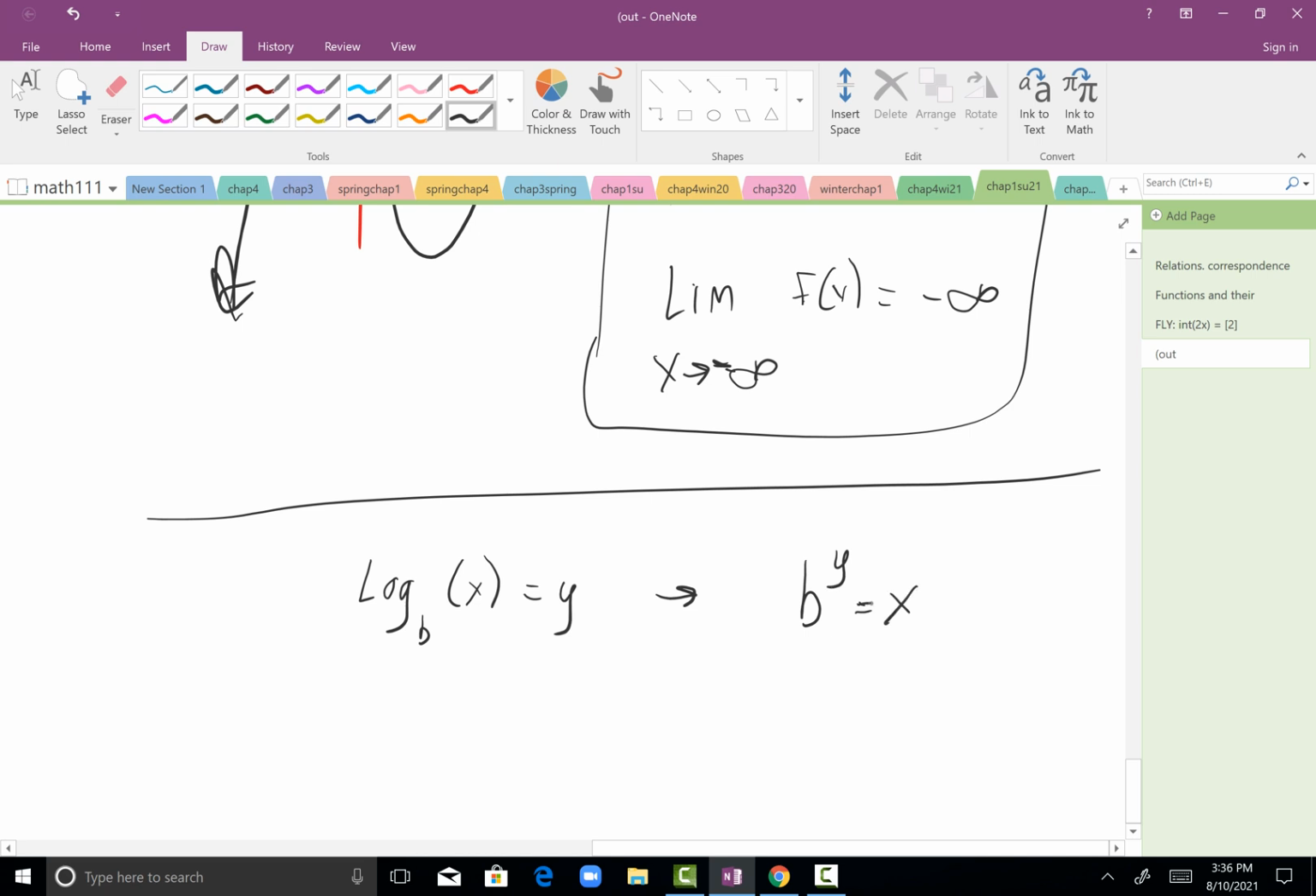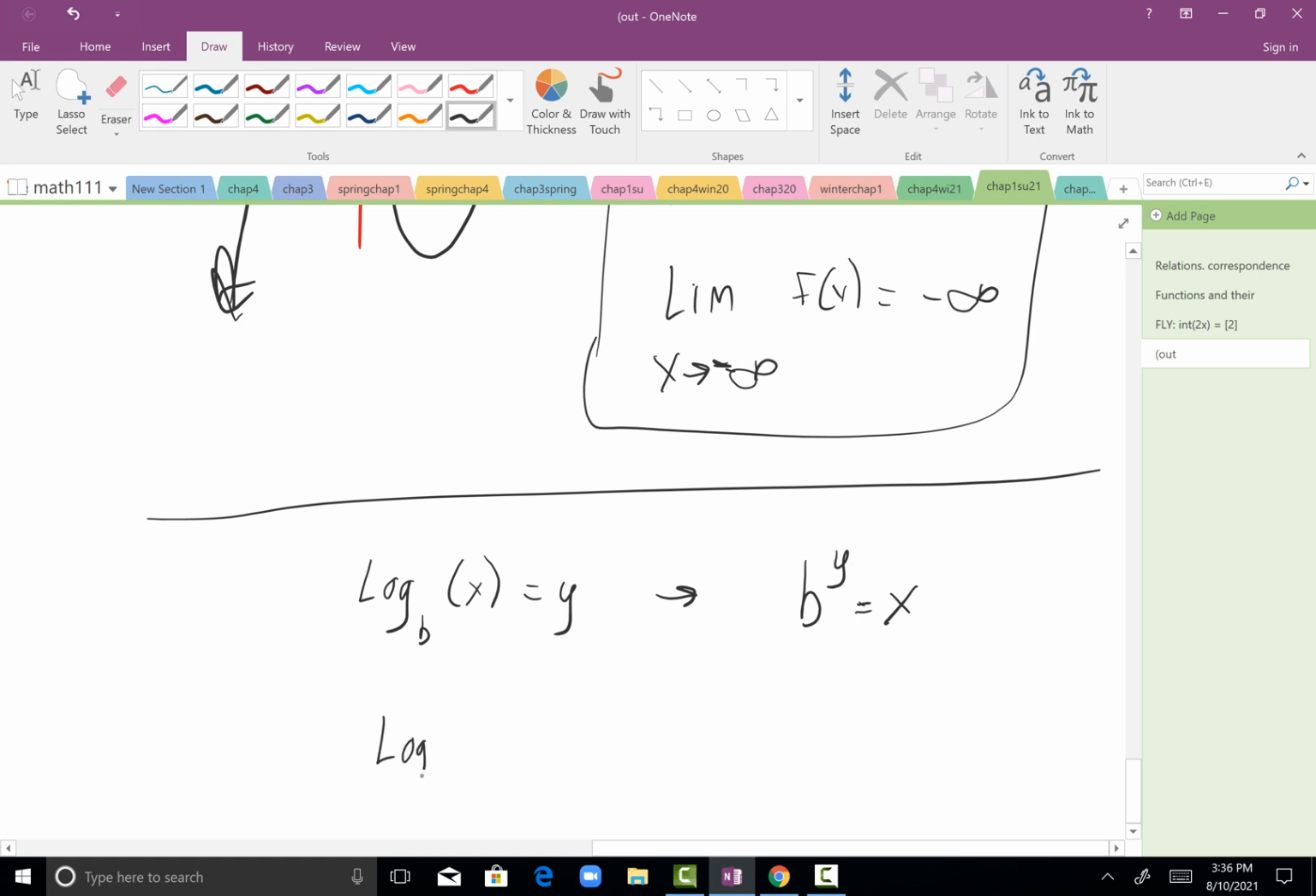All right, and one of the things that we said was that the logs and the exponentials are inverses of each other. So the domain and the range switch. So you see here where y is the output, now it becomes the input. So what does that mean?